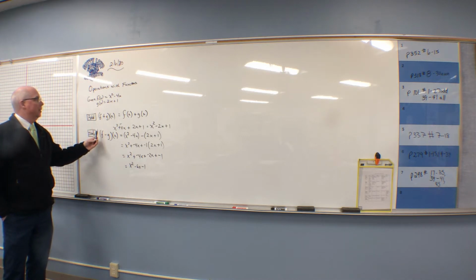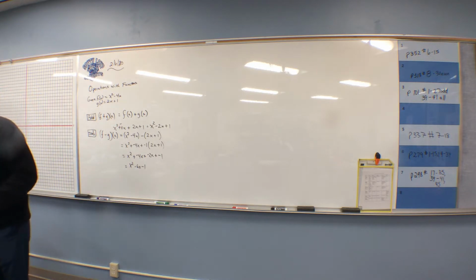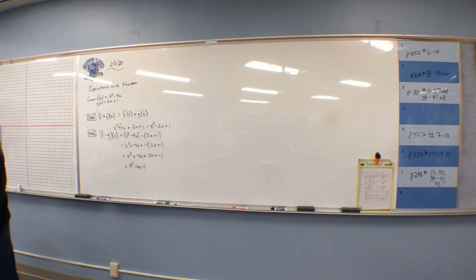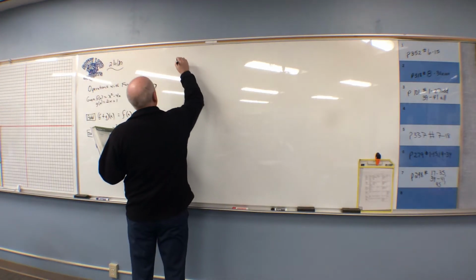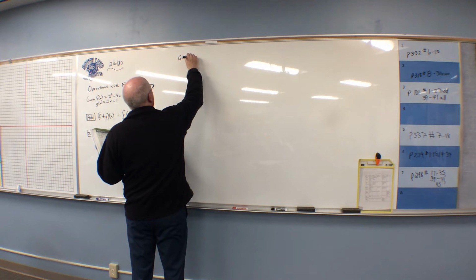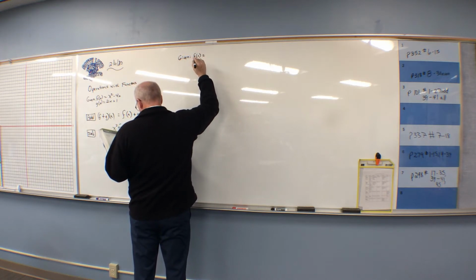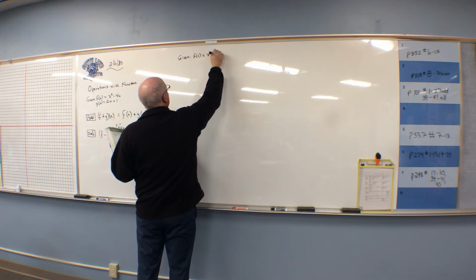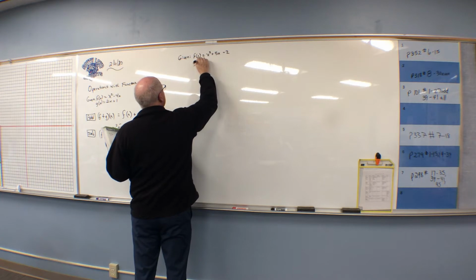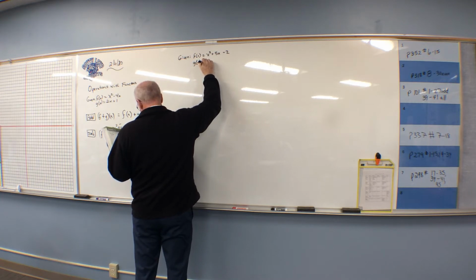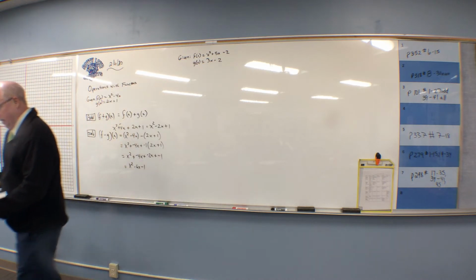Well, if you can add and you can subtract, certainly you can multiply and divide. I'm going to choose 2 different functions just to add a little bit of difference. Given we're going to change f of x equals x squared plus 5x minus 2, and g of x equals 3x minus 2. Okay? So we're going to look at multiplication and division.